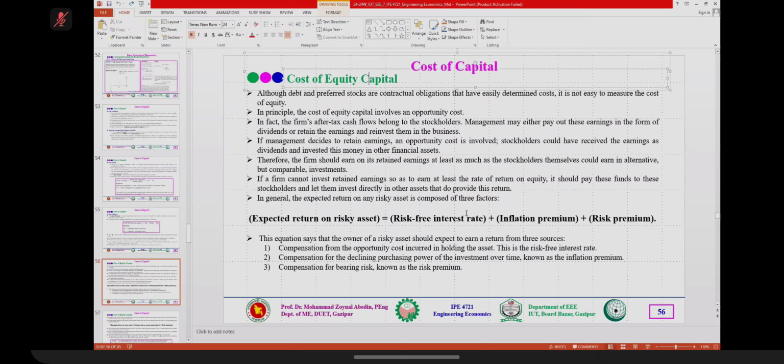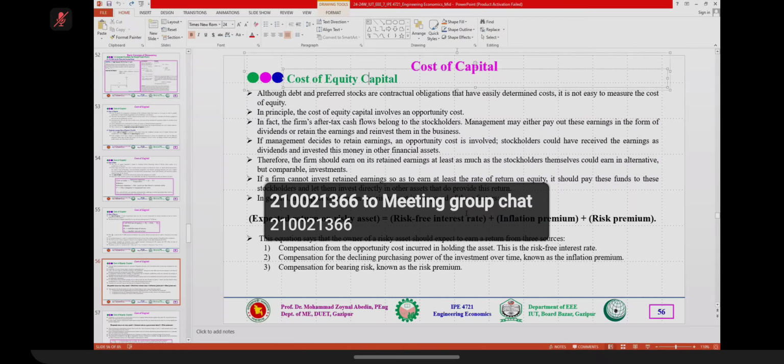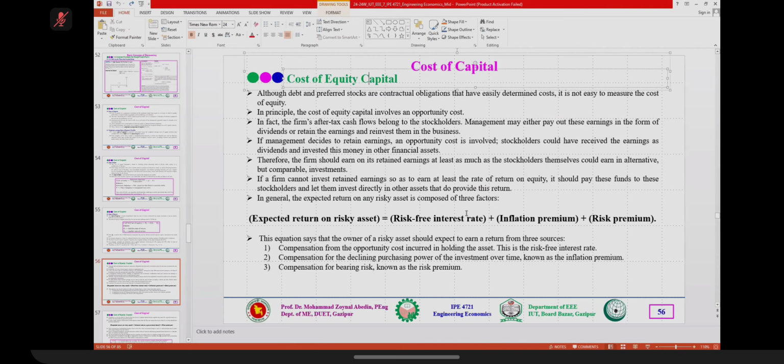So these three terms, when you sum up, you will get the expected return or expected income. This equation says that the owner of a risky asset should expect to earn a return from three sources. Number one, compensation for the opportunity cost incurred in holding the asset. This is the risk-free interest rate. Number two is the inflation premium.